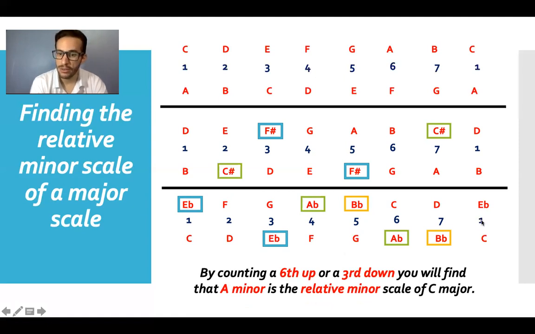You count 1, 2, 3, and you also arrive at C. Here you count 1, 2, 3, you also arrive at B. And here you count 1, 2, 3, you also arrive at A. You can count a sixth up or a third down. Either way will be the same exact result. Okay?